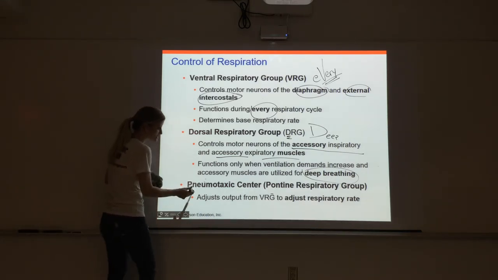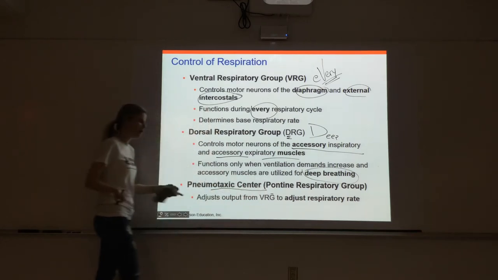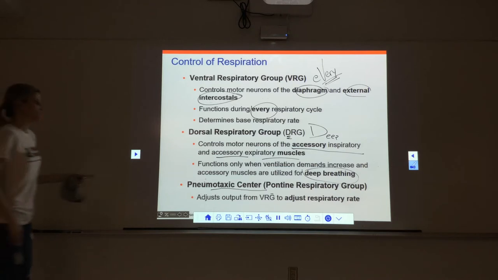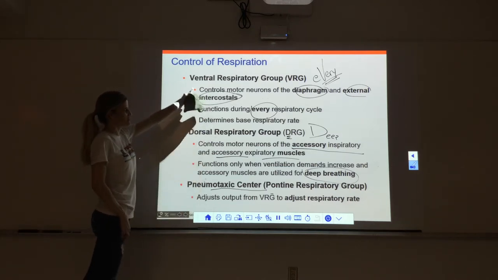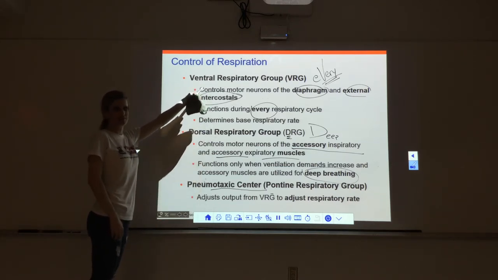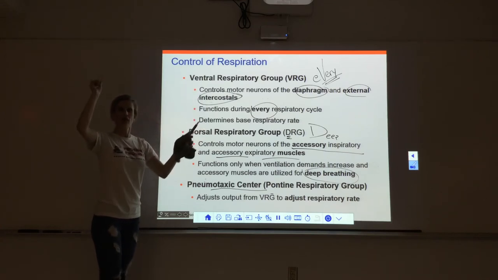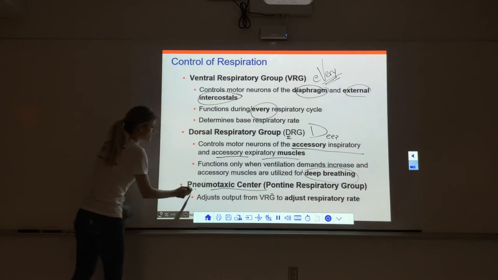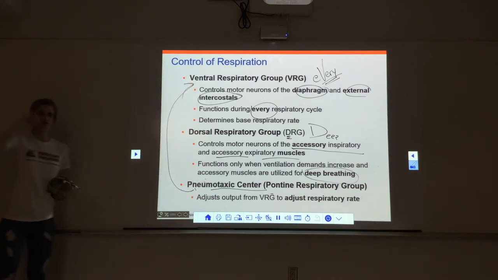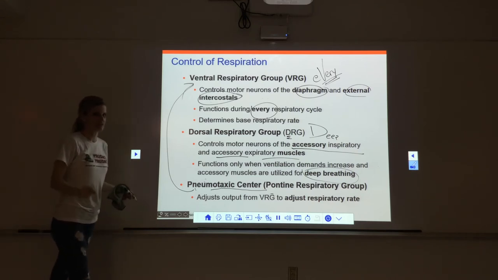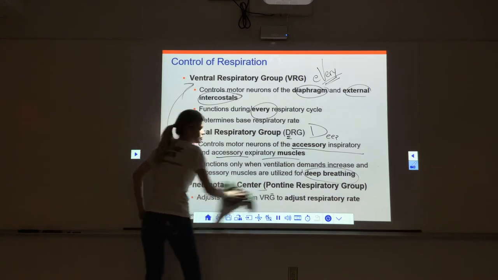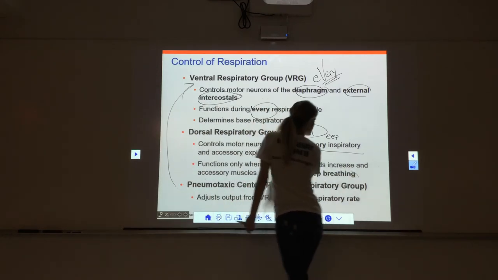The pneumotaxic center down in the pons is when we adjust respiratory rate. So what this does is it actually sends signals to the VRG and adjusts it. So the VRG says inhale, inhale, inhale. The pneumotaxic center will say, a little bit quicker, please, so that it starts going like this. Or so that it slows down. And again, that happens based on your blood and your cerebrospinal fluid, right?